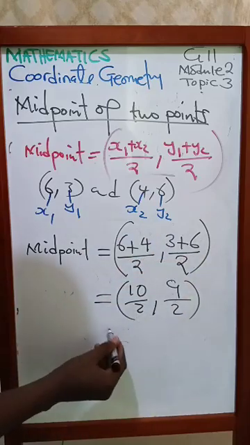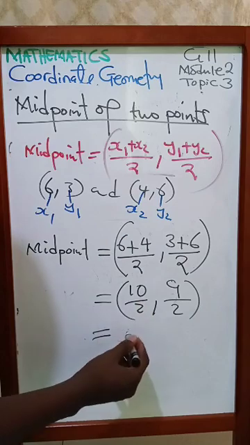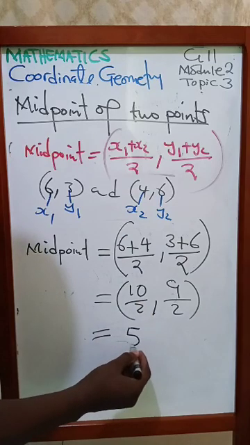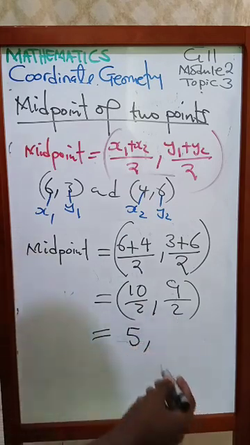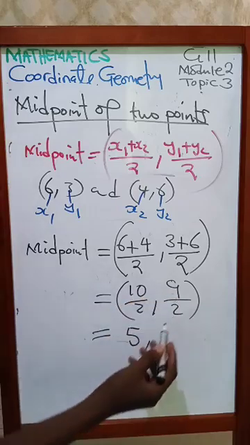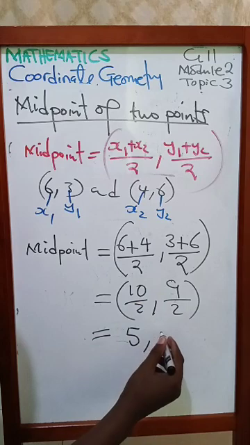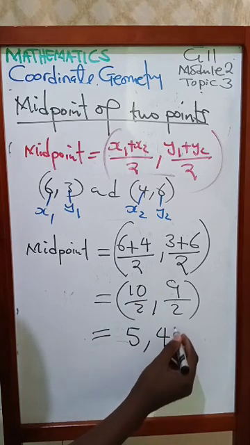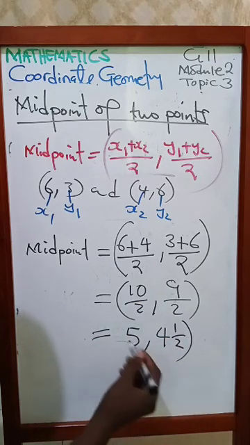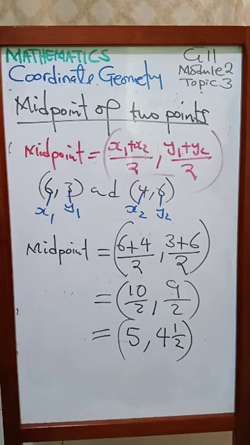To finish this answer, 2 into 10 gives the value of 5. Then this is 9 over 2. Since this is 9 over 2, we can just say 2 into 9 goes in 4 times, remainder 1, so 4 and 1 over 2. So this becomes the midpoint of those 2 points.